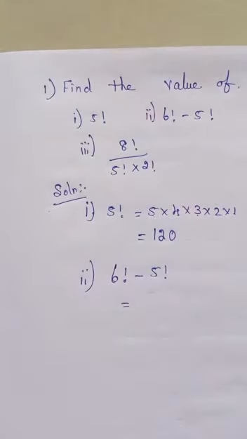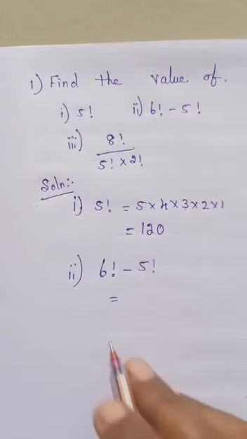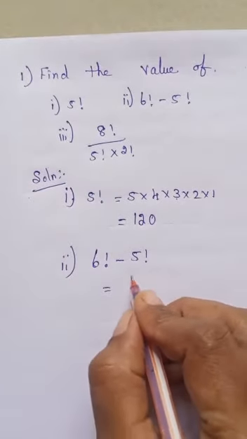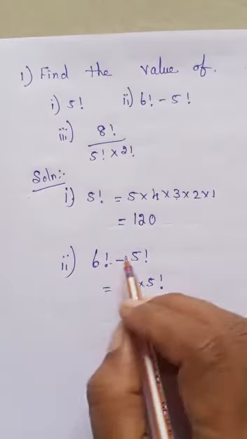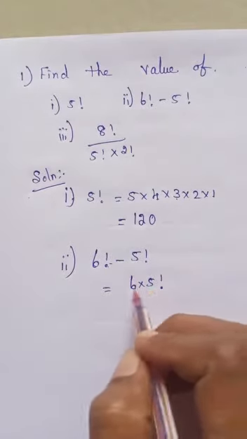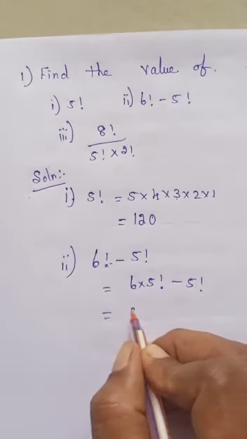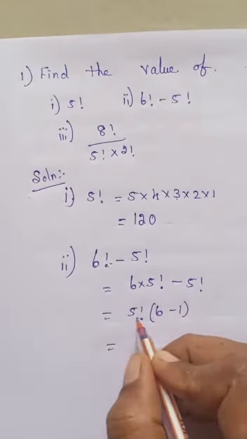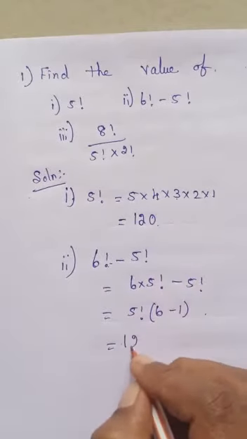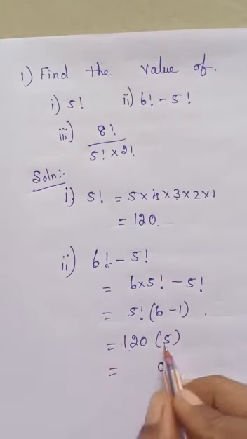You can do it in two methods. One is to find 6 factorial separately and 5 factorial separately, subtract, and write the answer. Or see, 6 factorial can be written as 6 into 5 factorial. Am I right? The previous number: 6 means the previous is 5. So 6 into 5 factorial minus 5 factorial. If we take the 5 factorial outside, what happens? 6 minus 1, times 5 factorial. In the previous one we already found the answer, that is 120, into 6 minus 1, which is 5.